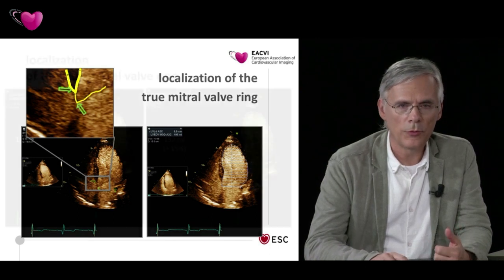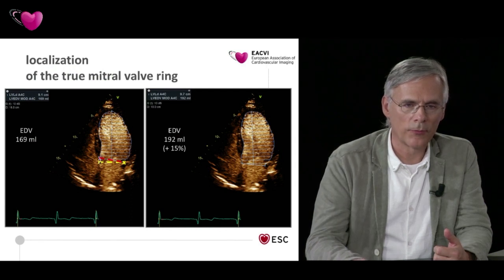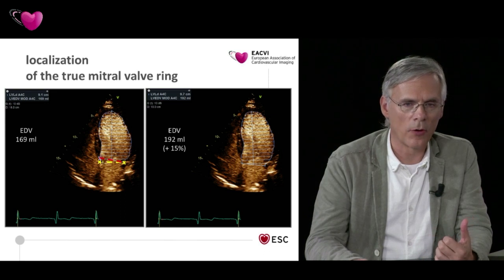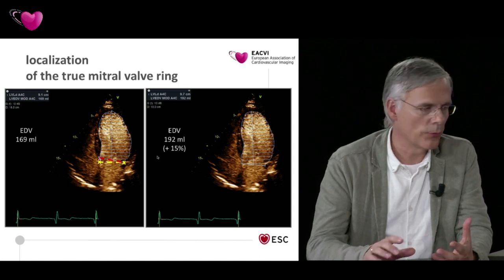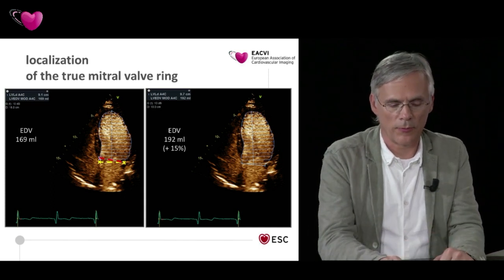If you use the true mitral valve ring here, then of course you measure a higher volume than if you measure from the muscular part of the septum, like here, the red dotted line. And this is quite a big difference of 15%. So we have to localize the mitral valve ring.